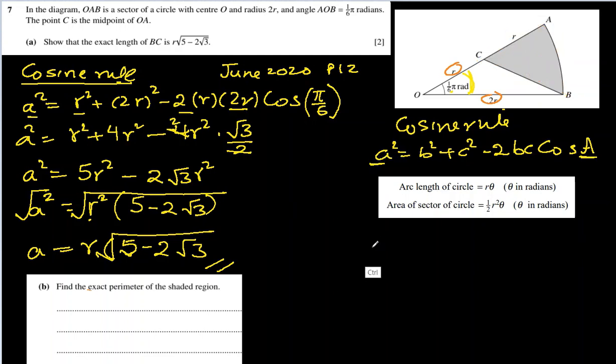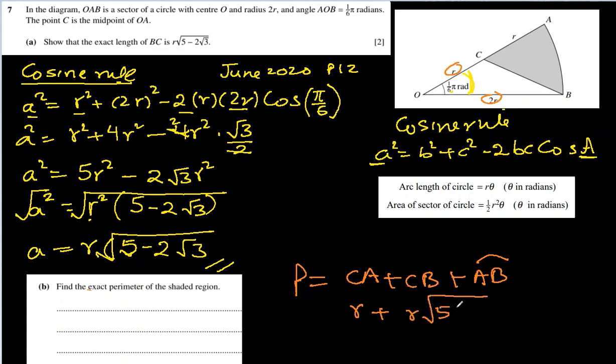So let's add that. Perimeter equals CA plus CB plus arc AB. So CA we know it, r. CB we just found out, r square root of 5 minus 2 square root 3. And the arc length of a circle is r theta. So the radius of this whole sector is 2r, so in place of r we will write 2r. And theta is the angle subtended by this arc on the center, which is pi by 6.